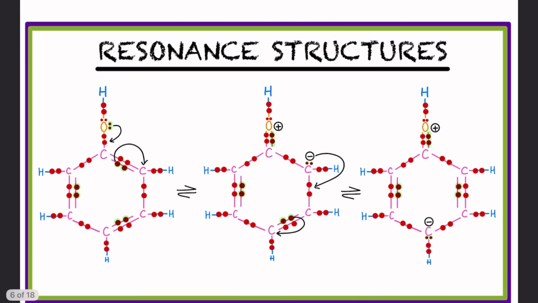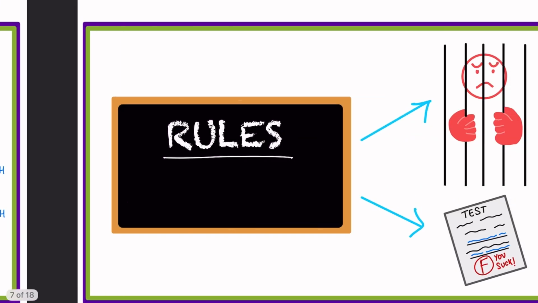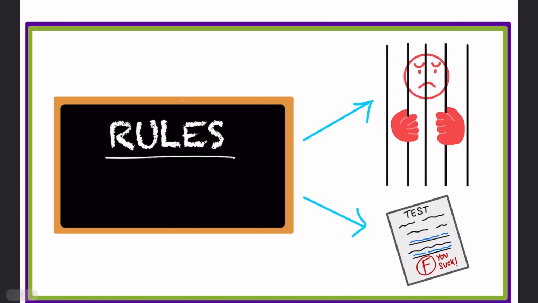A resonance structure represents the delocalization of electrons within a molecule. These delocalized electrons resonate around the molecule as shown here until they find a spot that results in the most stable structure, because just like human beings, molecules also want stability in their lives. Before you learn how to draw resonance structures, there's a few rules that you must follow. You certainly won't go to jail if you break these rules, but you might fail your chemistry exam.